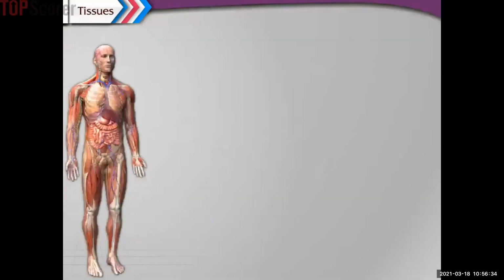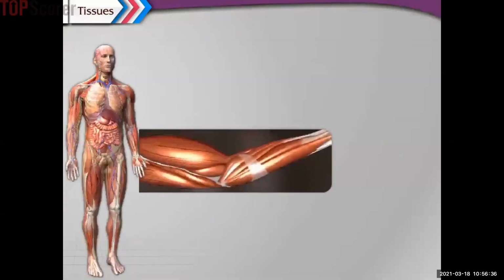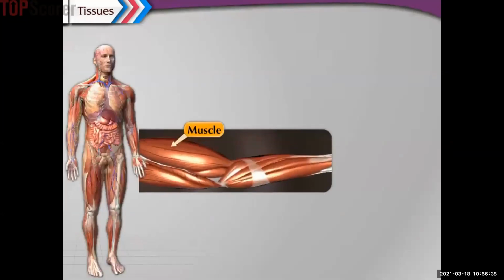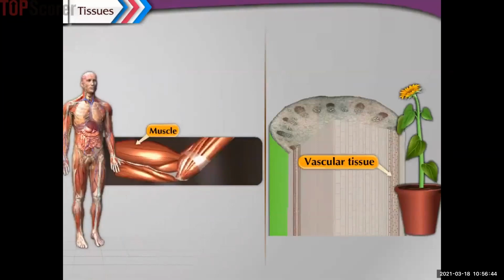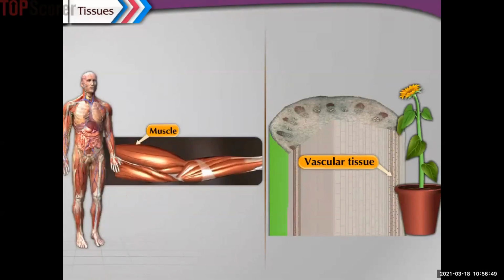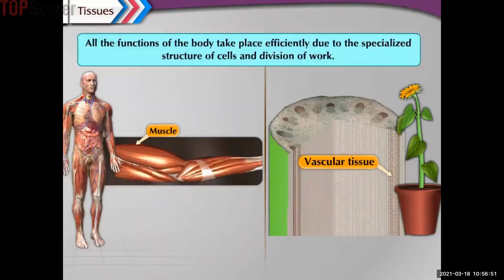For example, due to the contraction and relaxation of muscles, we make movements. While in plants, due to the presence of vascular or conducting tissue, water and food are transported to the different parts of the plant body. Due to the specialized structure of cells and division of work, all the functions of the body take place efficiently. Now let us understand more about tissues.